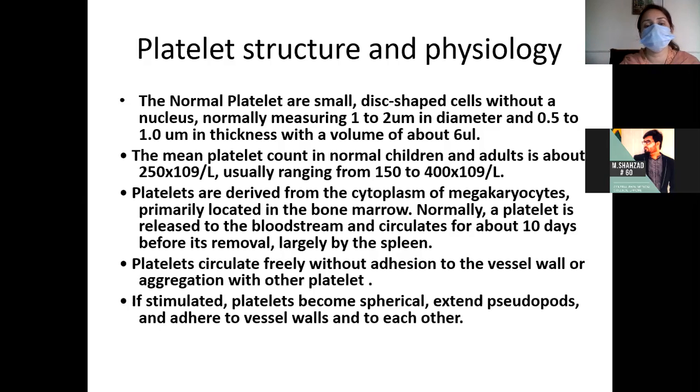So platelets are derived from the cytoplasm of megakaryocytes, primarily located in the bone marrow. Normally a platelet is released into the bloodstream and circulates for about 10 days before its removal, largely by the spleen. Platelets circulate freely without adhesion to the vessel wall or aggregation with other platelets. If stimulated, platelets become spherical, extend pseudopods, and adhere to the vessel walls and to each other.